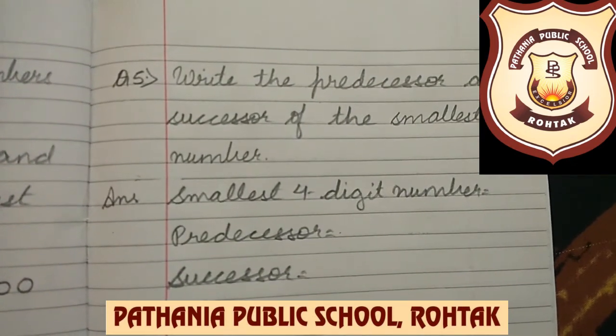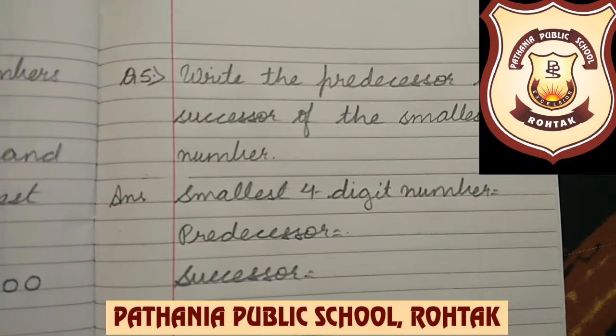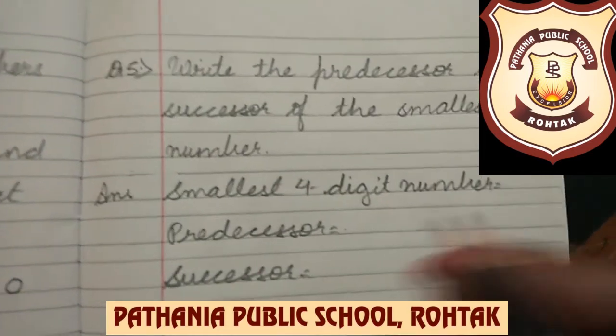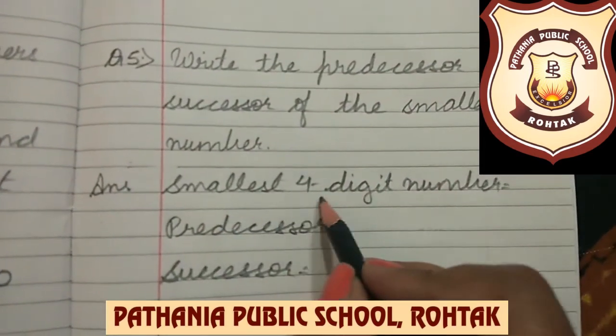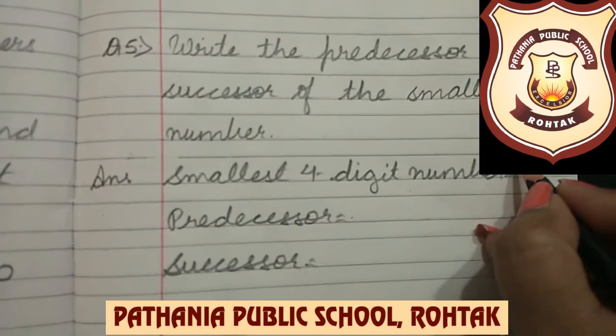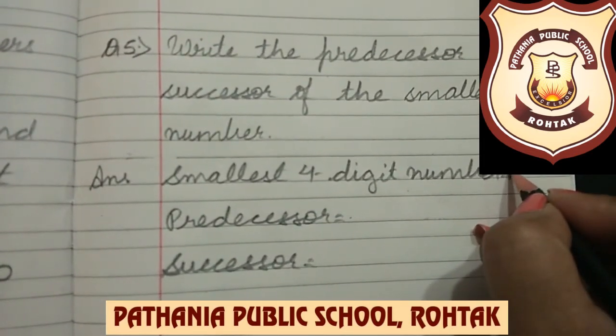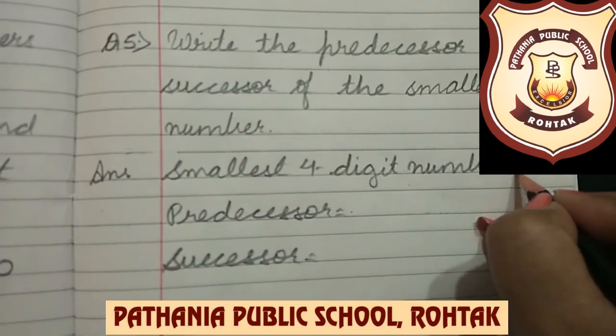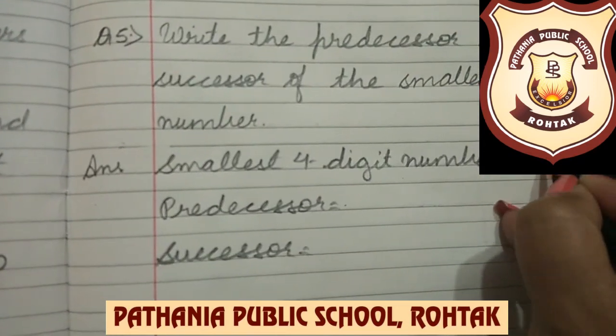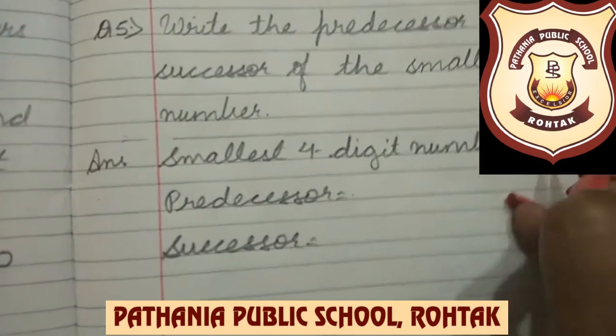Now write down question number 5 in your notebook. Write the predecessor and successor of the smallest four-digit number. Now first of all find the smallest four-digit number. We will start with 1 and 1 is also a digit. So we will add 3 zeros to it. 1000 is the smallest four-digit number.